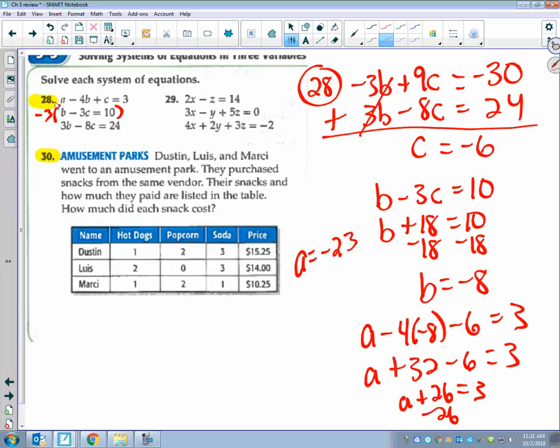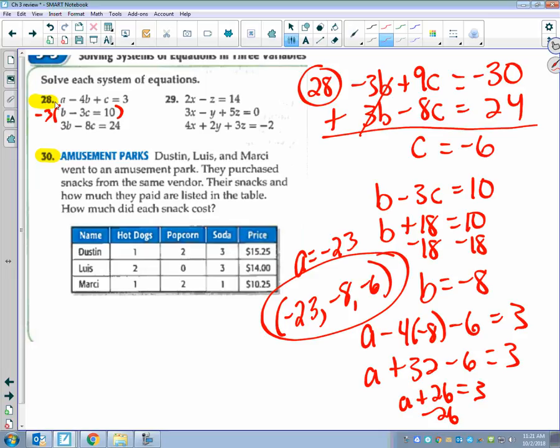Is that true? I'm going to check my answer here, kids, by just plugging it in. So if I plug it in, the bottom one, -24 plus 48 is 24, so that works. And then -8 plus 18 is 10. And then -23 plus 32 minus 6 is 3. So all those answers work. If you write it as an ordered triple, that would be -23, -8, -6.